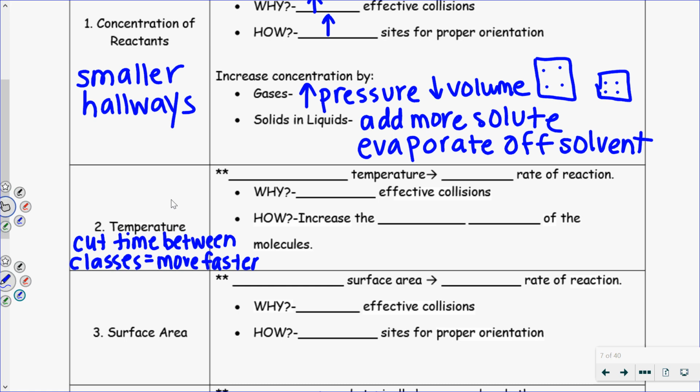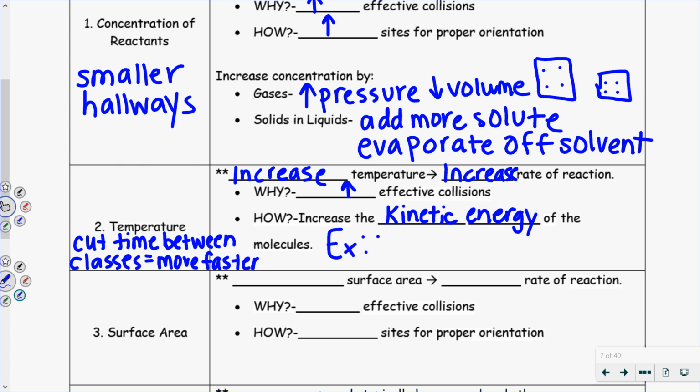If you increase your temperature, you are going to increase or speed up the rate of a reaction. Now, why is that? As I said before, temperature is the measure of the average kinetic energy. So the faster particles are moving, the more likely they are to collide. So why? It's because we're increasing the number of effective collisions. How are we doing that? We're increasing the kinetic energy of the molecules.